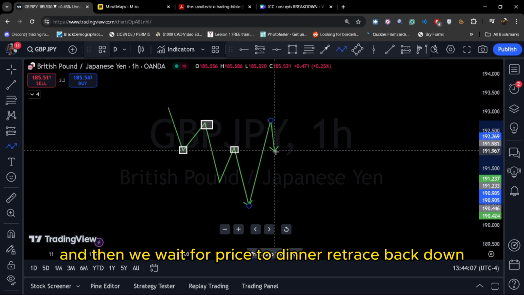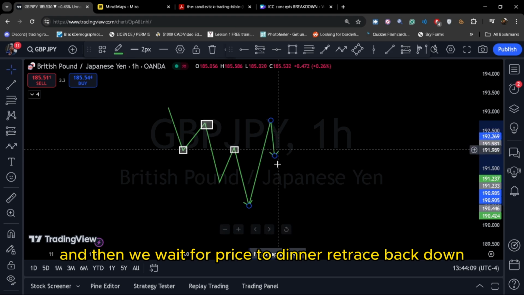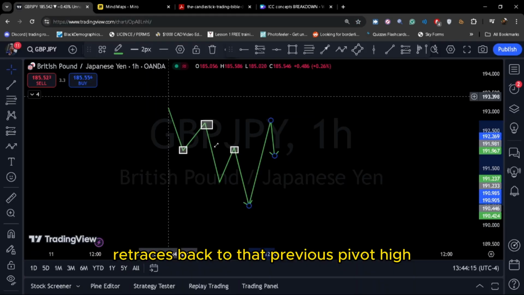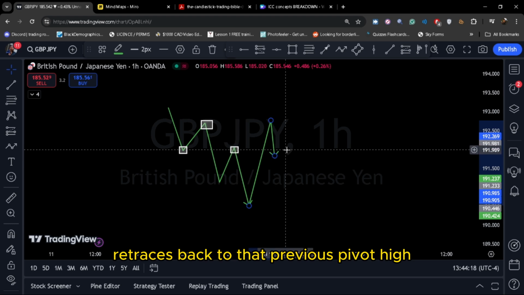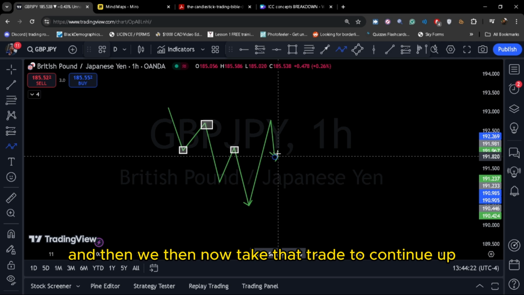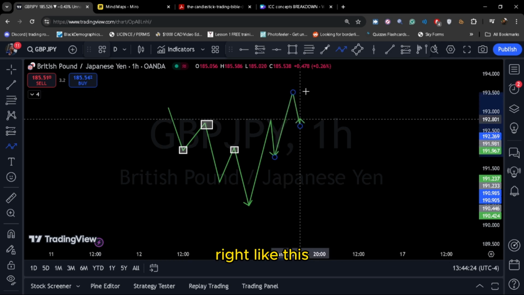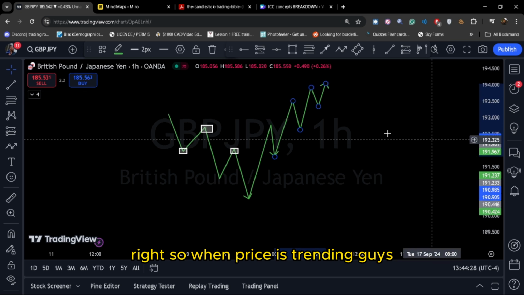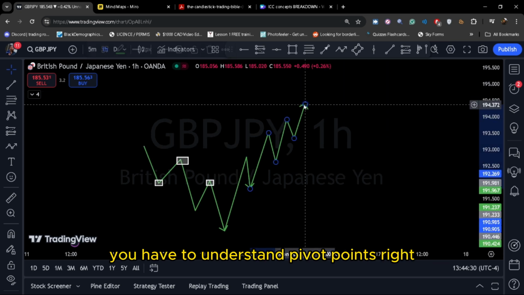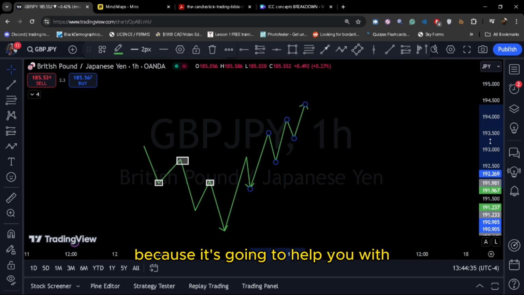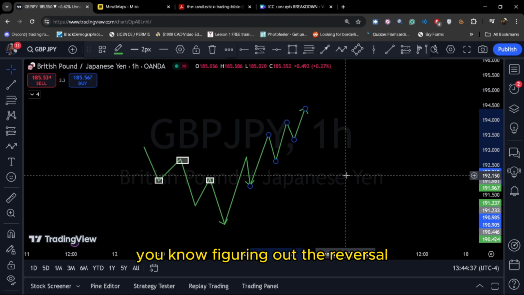And then we wait for price to retrace back down, which is called the correction. And then when price retraces back to that previous pivot high, we wait for a 1 hour entry, and then we take that trade to continue up, like this. So when price is trending, guys, you have to understand pivot points. You have to know what the pivot points are, because it's going to help you with figuring out the reversal.